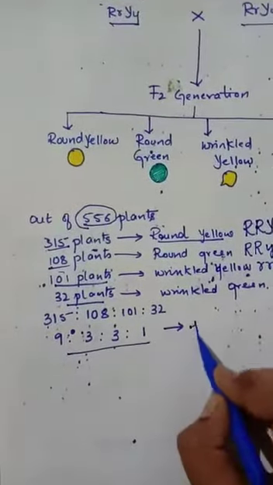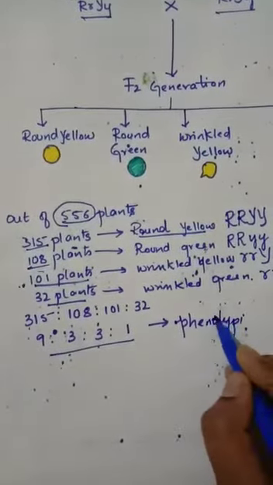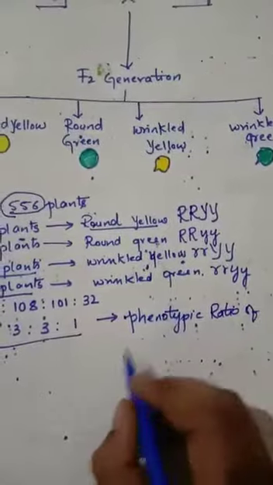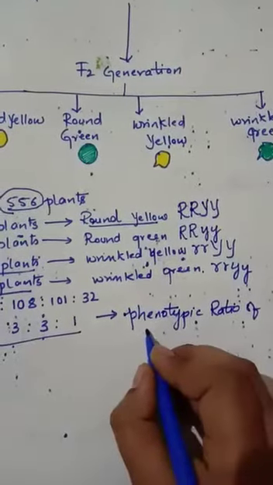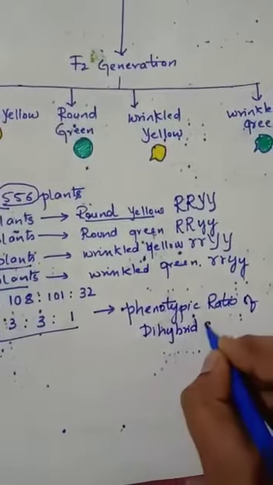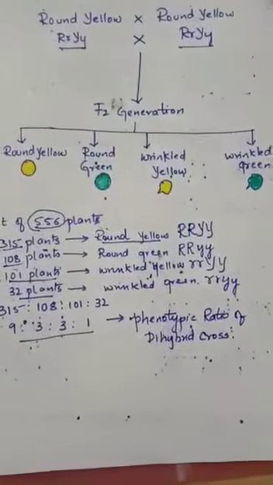Okay, so this is the phenotypic ratio of the dihybrid cross. Okay, so now let us understand it by writing a checkerboard. We shall understand it much better.